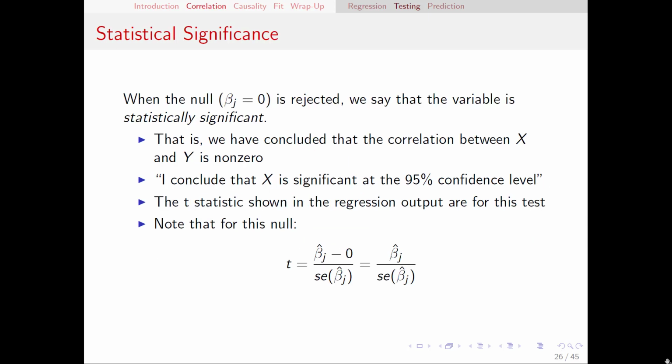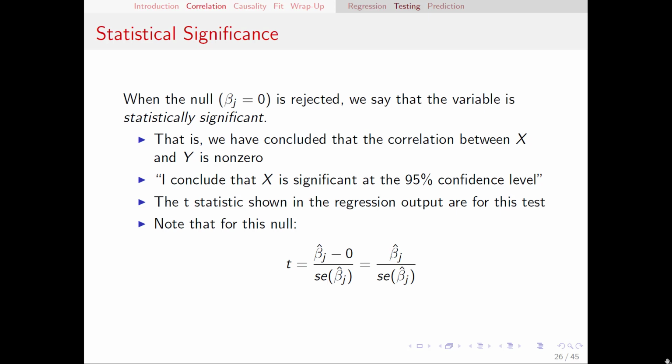One term that you might have heard in statistics before is statistical significance. Statistical significance is directly related to a specific hypothesis test where the null is that beta equals 0. Remember that beta equals 0 is the hypothesis that there is no relationship between x and y. If we reject that null, then we say that the variable is statistically significant. If we fail to reject, we say that it is not statistically significant.